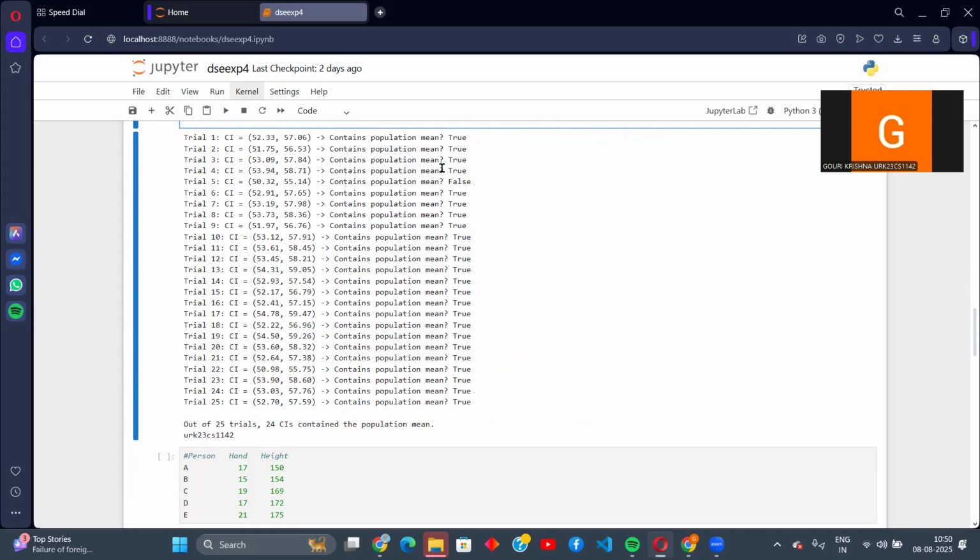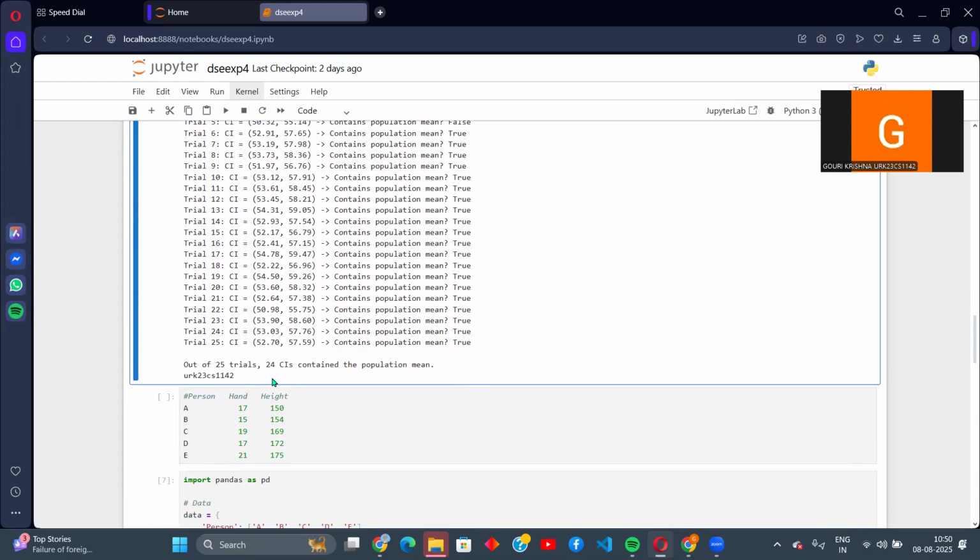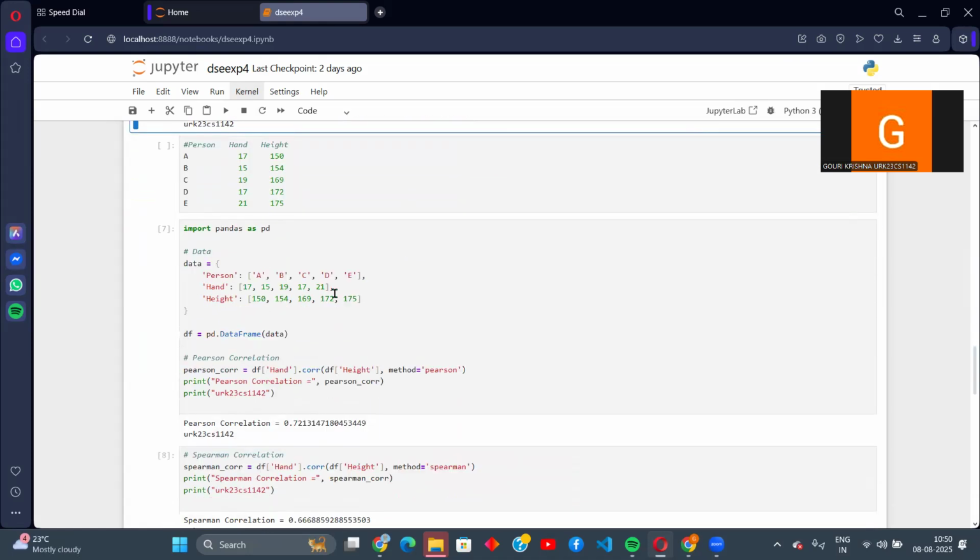It shows whether it contains the population mean: all are true, except the fourth one, which is false. So out of 25 trials, 24 CIs contain the population mean. One is false. Our seventh question is based on this table.